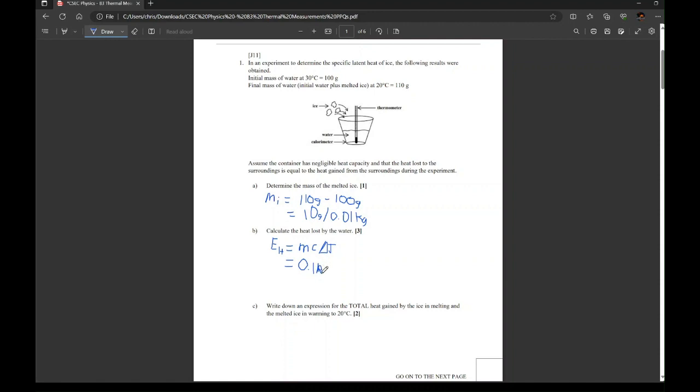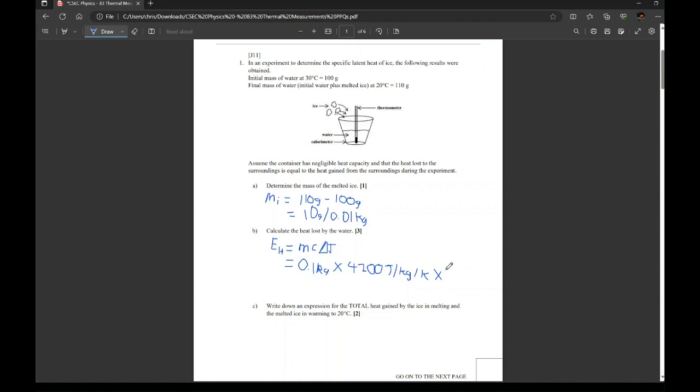That's 0.1 kilograms multiplied by 4200 joules per kilogram per Kelvin, and that's going to be multiplied by the change in temperature.